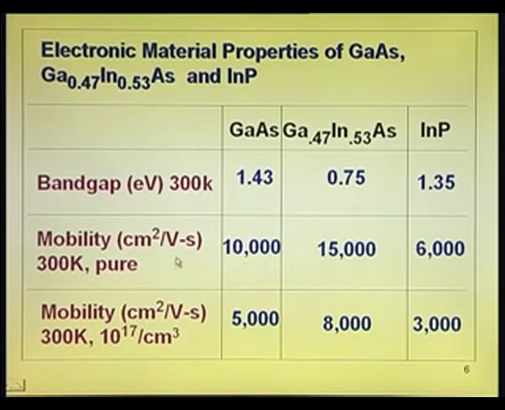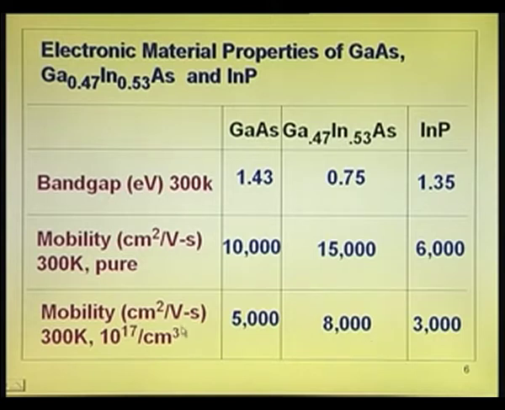Mobility, gallium arsenide, see this 10,000 is a very optimistic value. It may not be exactly that value that you get, but people have quoted these values, which are some theoretical estimates. And then gallium indium arsenide about 15,000, quite high mobility, 1.5 times that. Indium phosphide, generally people talk about 5,000, here in this particular table which I saw, it is about 6,000, maybe an optimistic value or some theoretical estimate.